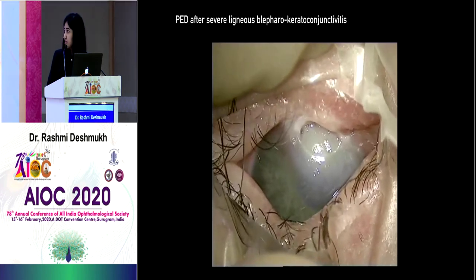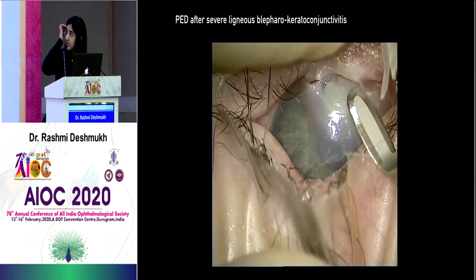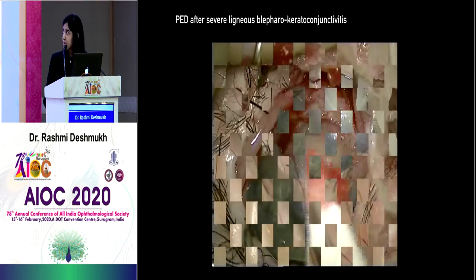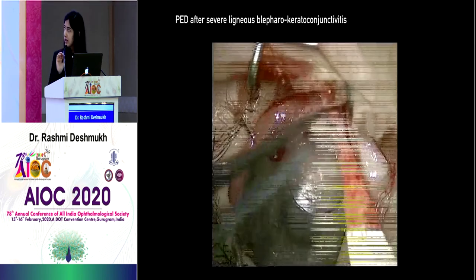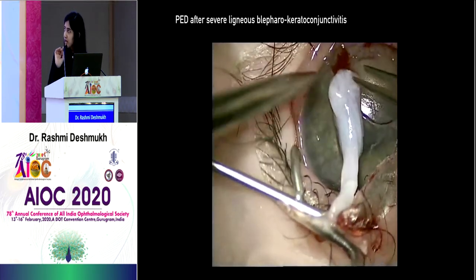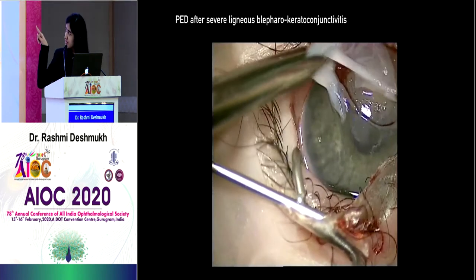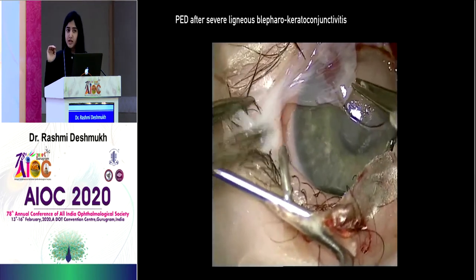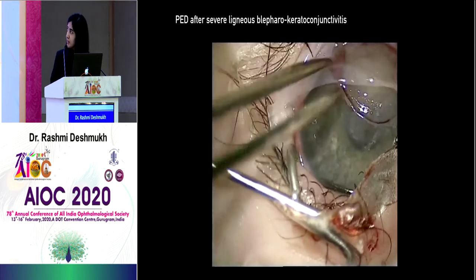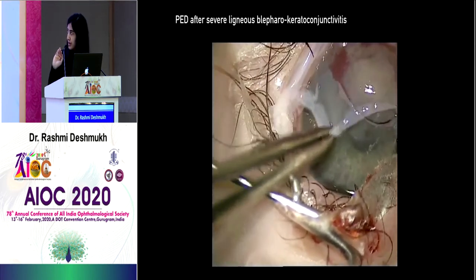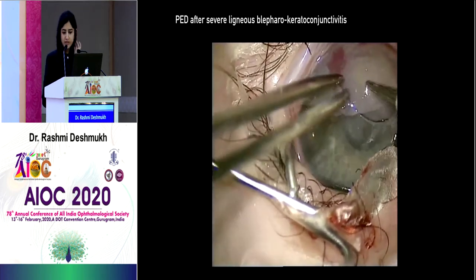Then again, this is a video where there is a persistent epithelial defect with symblepharon. It was a case of severe ligneous blepharokeratoconjunctivitis. The symblepharon are released using a crescent blade, and then amniotic membrane is used to cover the entire raw area. We can also see that at the edges, the epithelium is reflected, and the excess epithelium is removed, and the margins are freshened. And then the amniotic membrane is spread over the entire raw area. And with the help of fibrin glue, the amniotic membrane is secured in place.